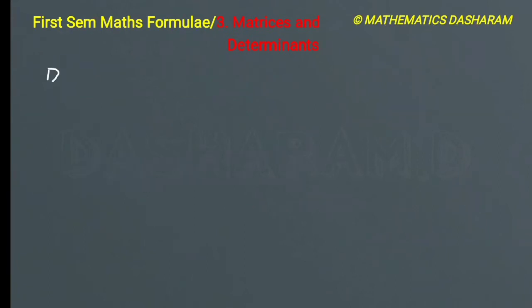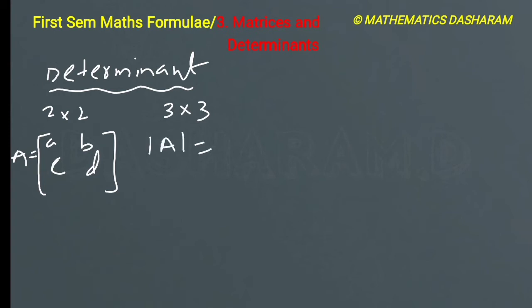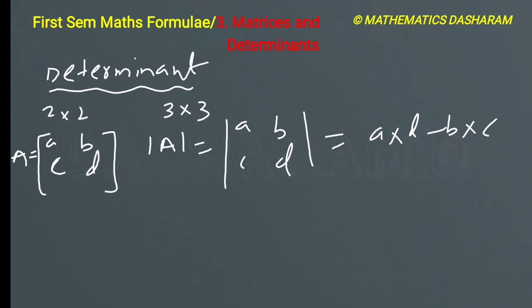Next topic is the determinant of a matrix. Determinant is possible only for a square matrix. In this chapter, two types of determinants are there: one is the 2 by 2 matrix determinant, another is the 3 by 3 matrix determinant. For example, matrix A is a, b, c, d. Then its determinant is denoted with mod A, equals mod of a, b, c, d. Its answer is a into d minus b into c, cross multiplication. a into d minus b into c is the determinant of a 2 by 2 matrix.